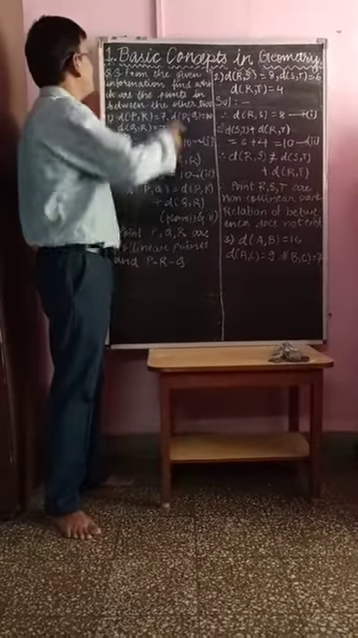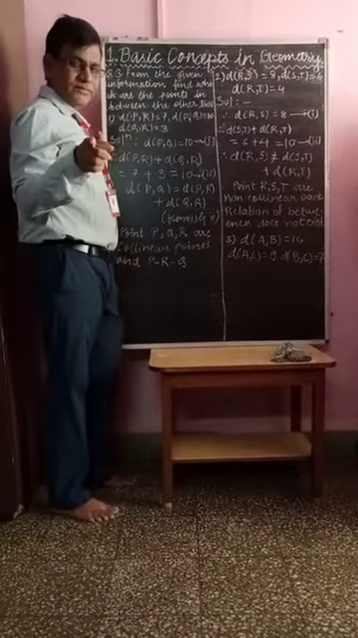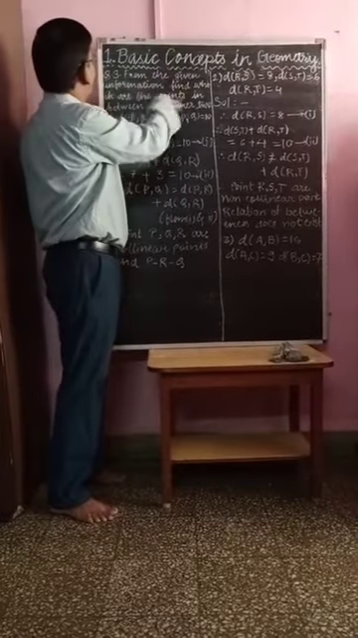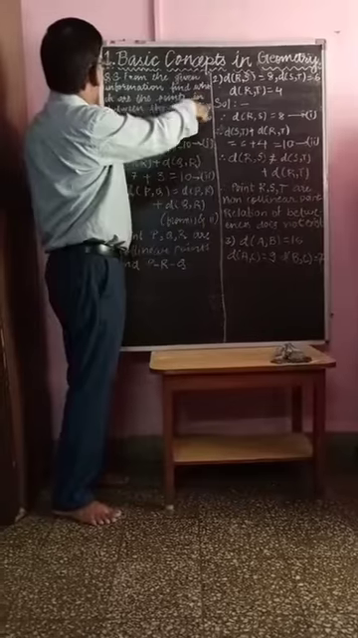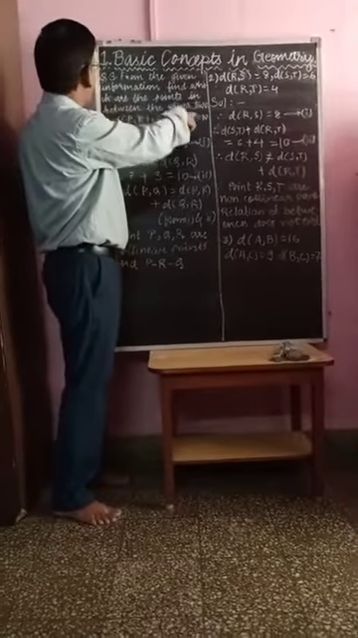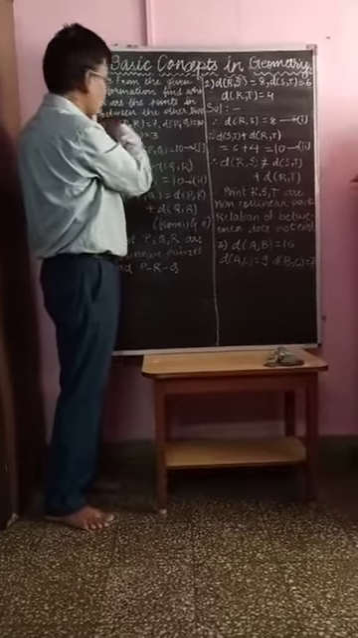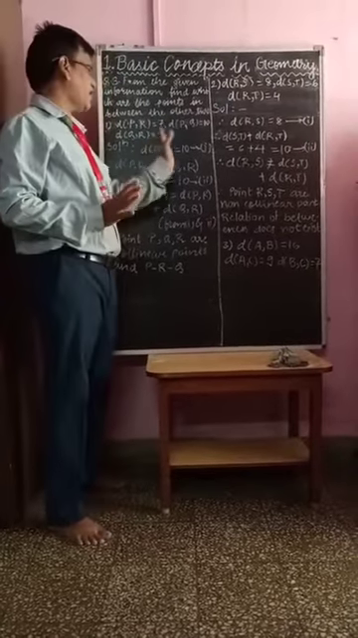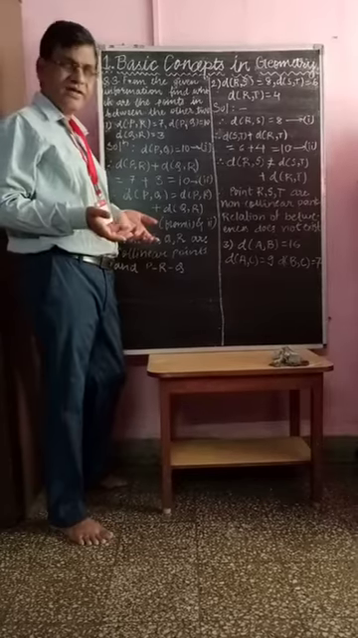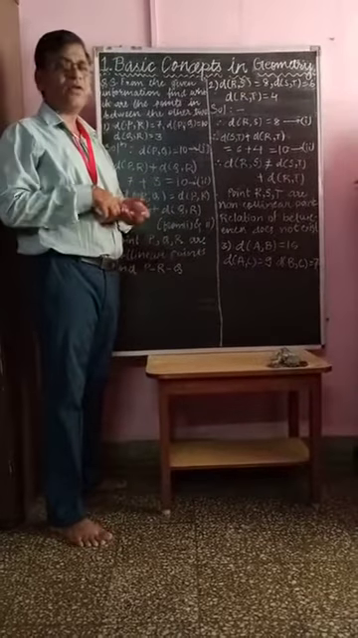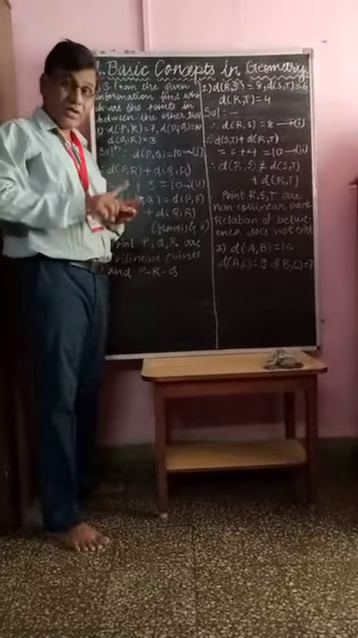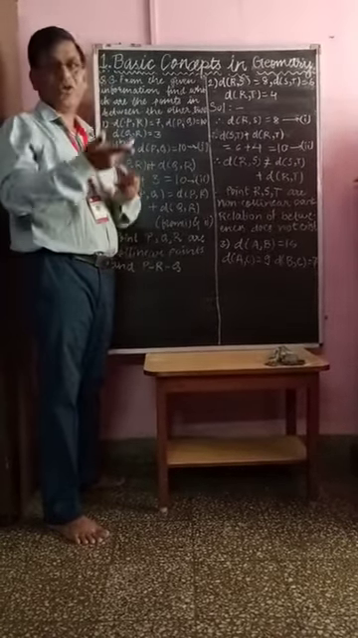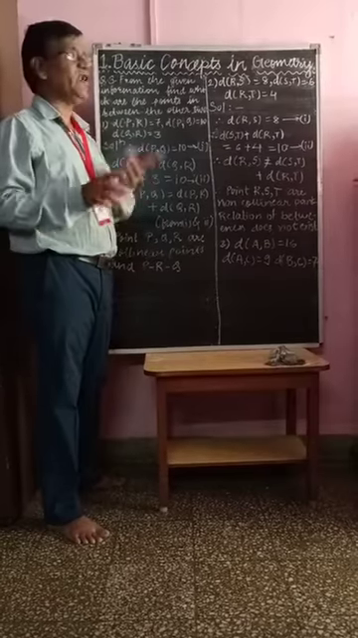Now, see question number 3 in exercise 1.1. The question is, from the given information, find which point is in between the other two. Means a total of 3 points are given there. 3 distances are given, and you have to find out first whether they are collinear or not. If they are collinear, then you have to say which point is in between the other two. Means you have to find out betweenness.